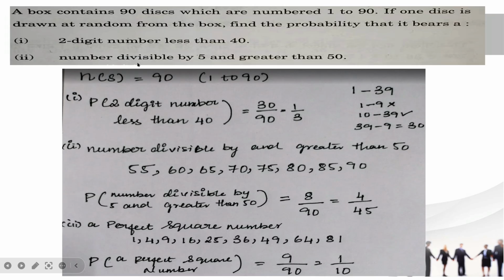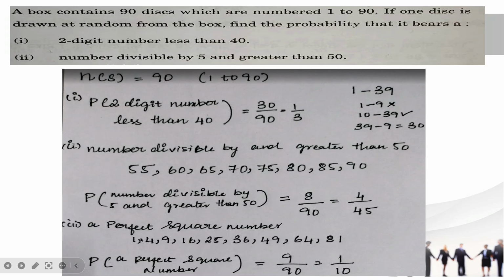And I missed the third subdivision here, which is a perfect square number. They are asking us to find the probability of a perfect square number among these 1 to 90 discs. So till 90, what are all the square numbers coming? You just write 1, 4, 9, 16, 25, 36, 49, 64, 81. The next square number is 100, but we shouldn't include it because we have 1 to 90 discs only.